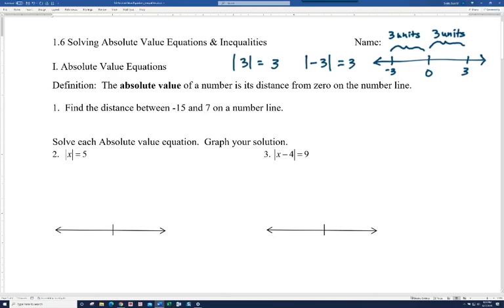On number 1, it says find the distance between -15 and 7 on a number line. Now, sometimes students will just add these two numbers. That's not correct. If you actually look at a number line, so basically we're looking at this distance plus this distance here. And so it's basically going to be 15 plus 7, or 22.